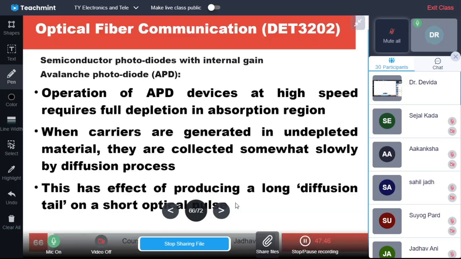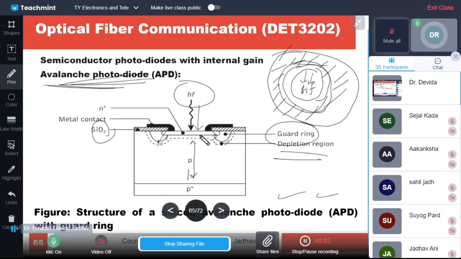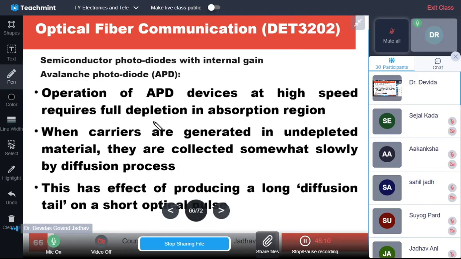So operation of the APD device at high speed requires full depletion in the absorption region. So the complete absorption region should be depleted, and as it is an intrinsic region, it automatically gets depleted. But the depletion is different. At the junction, depletion has a very high gain electric field, and at the intrinsic region it has low depletion and low resistivity as compared to the junction depletion region, and that's why a lower electric field is generated as compared to the gain region.